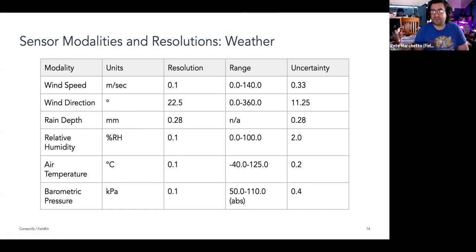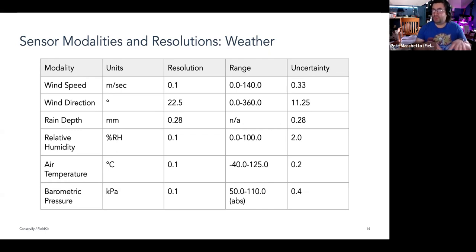Then for our weather system, we have 6 different modalities covered in there. We have wind speed, wind direction, rain depth, relative humidity, air temperature, and barometric pressure. And so all of these are within a resolution that's usually commensurate with, well, for wind direction, it's a little bit less resolution than you'd get out of an NWS weather station here in the US, a National Weather Service monitoring station. But our wind speed is at 0.1 meters per second, and rain depth at 0.28 millimeters.